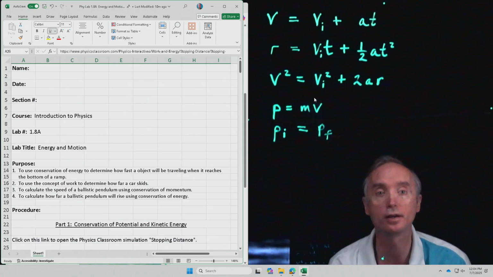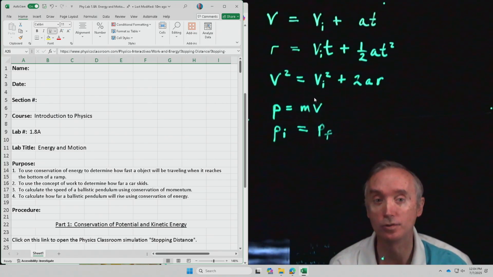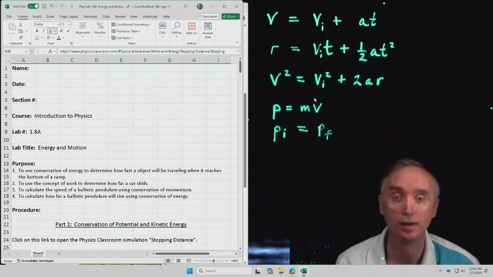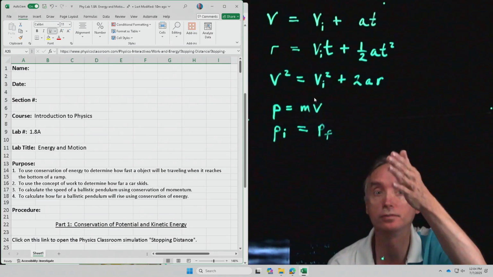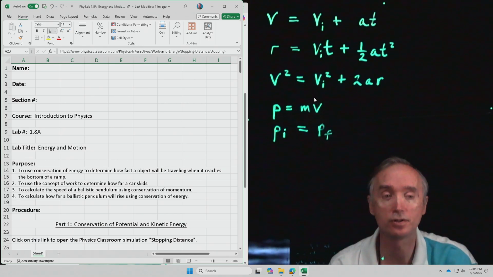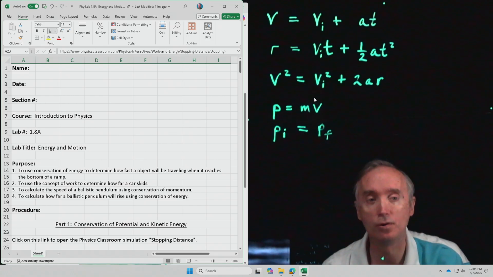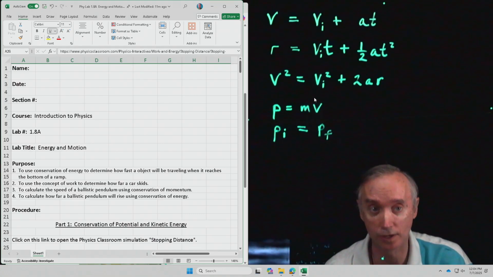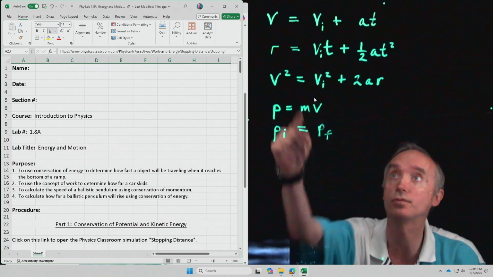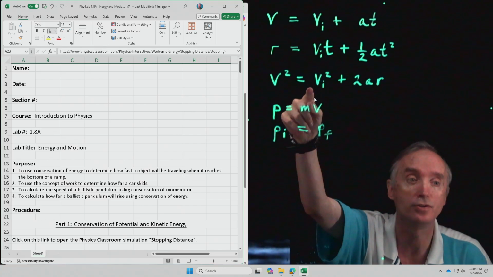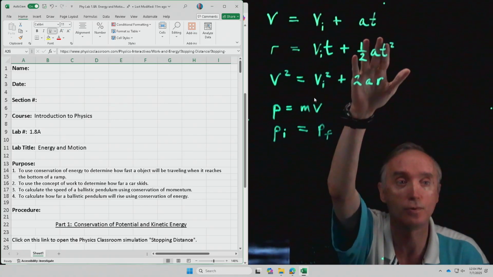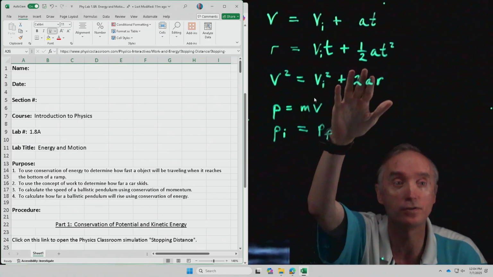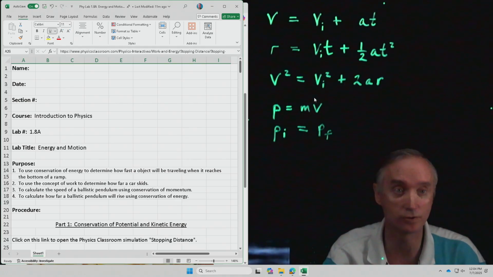My name is Paul Eric, and today we're going to be doing Lab 1.8a, which is entitled Energy and Motion. If you've noticed, I've written up here some of the formulas that you should now be familiar with. We did a lab in which you were able to predict the motion of an object if you knew its acceleration. And then these were the three equations of motion. So you had the how fast equation, the how far equation, and then the hybrid equation.